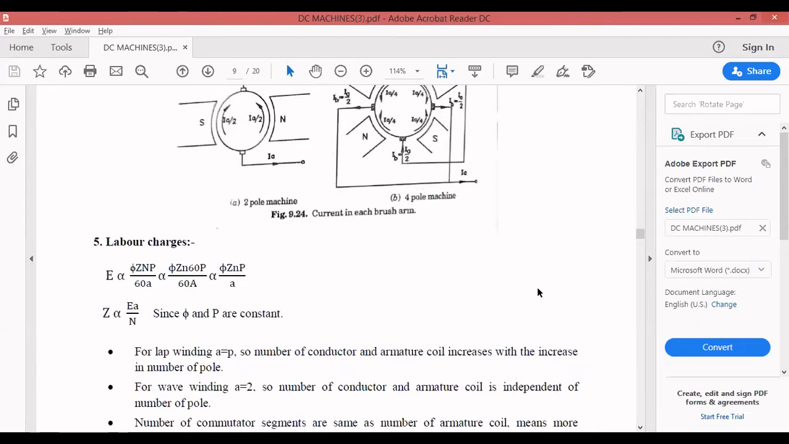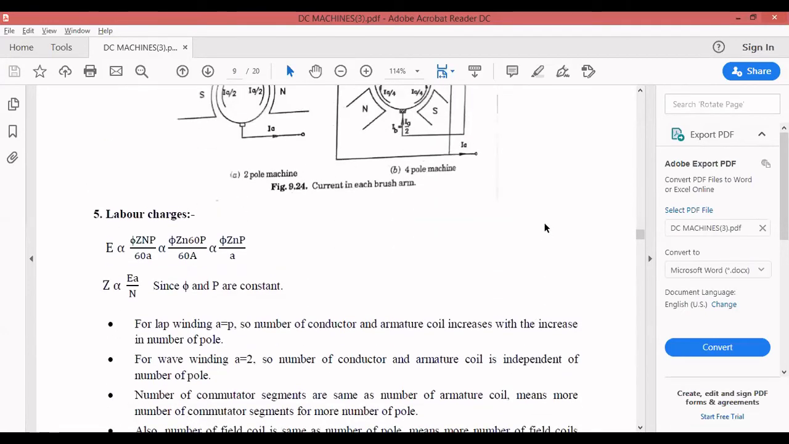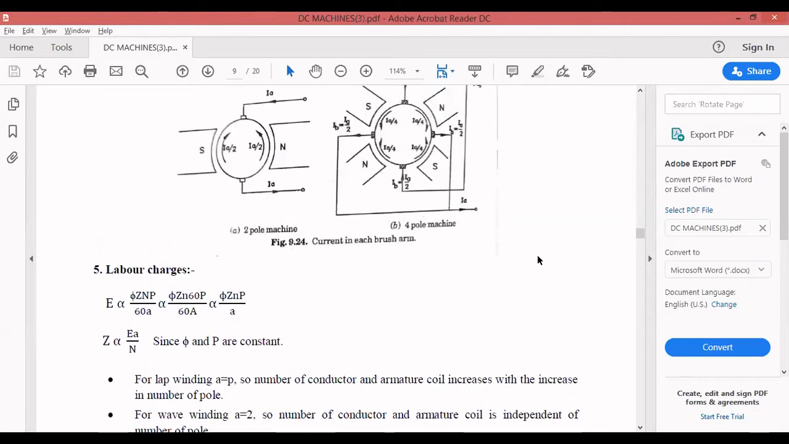Next, come to labor charges. Labor charges means the cost to assemble your field, to assemble your armature core, and to assemble your commutator. What will be the labor charges? Okay, what will be the labor charges?